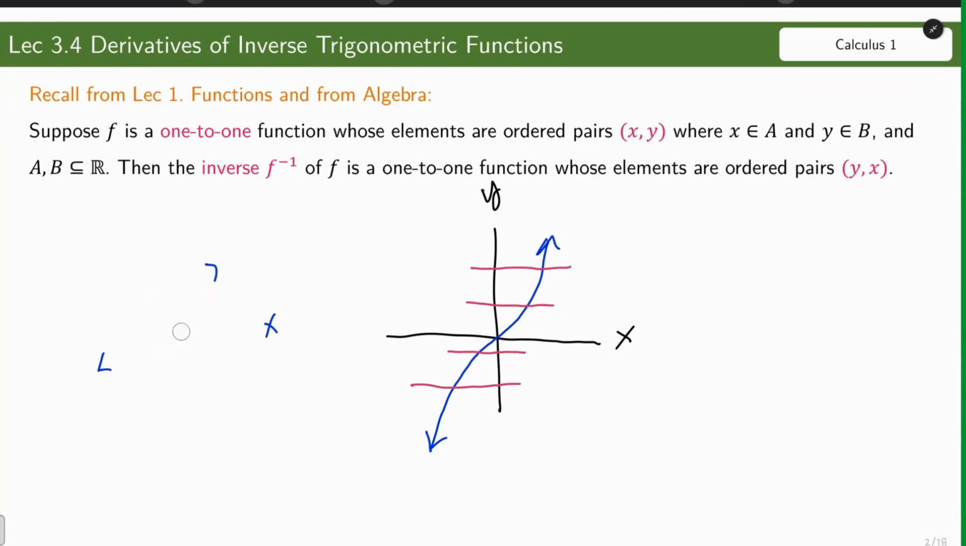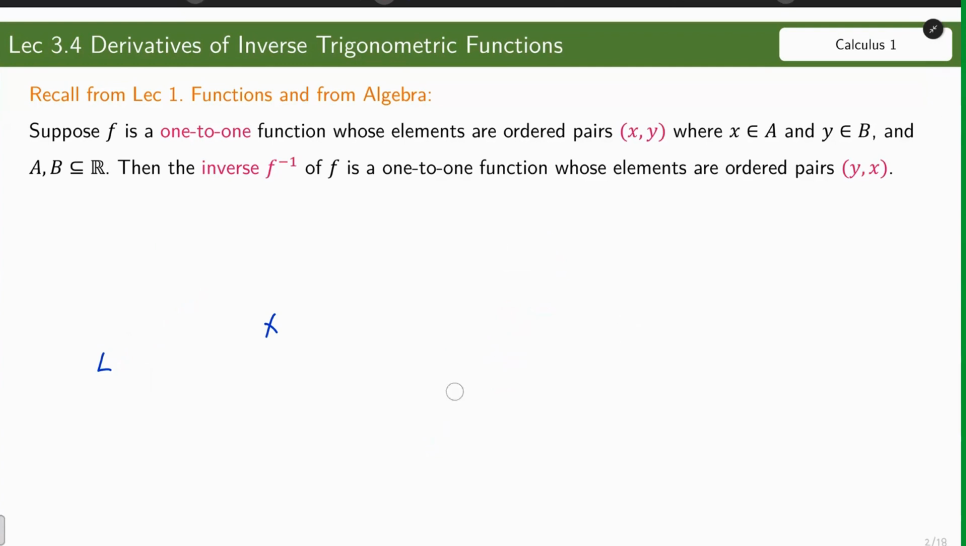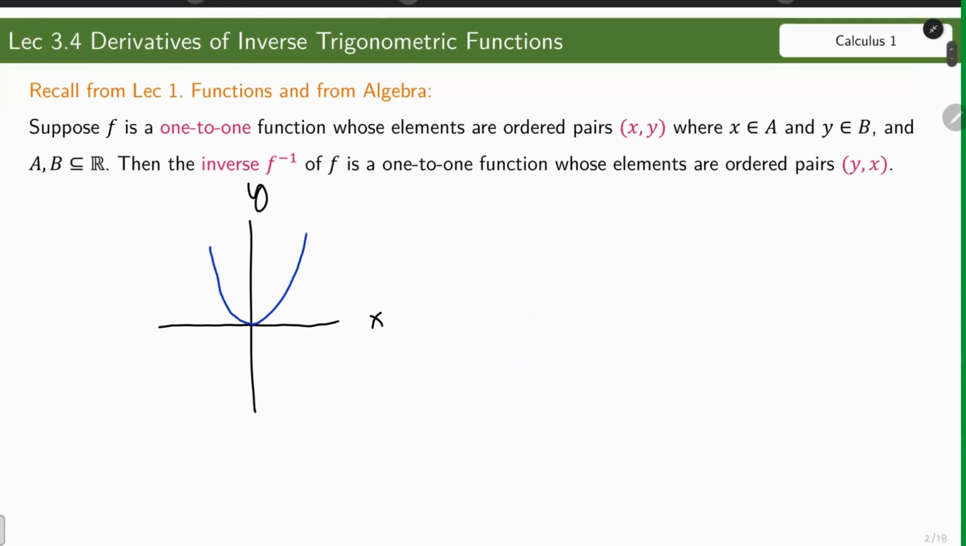How about functions that are not one-to-one? For example, we have a parabola opening upwards or downwards. So let's say opening upwards. This one is not one-to-one because if we draw a horizontal line here, for example, this is 3 comma y, and then this is negative 3 comma y, the y value will be repeated. So this is not one-to-one.